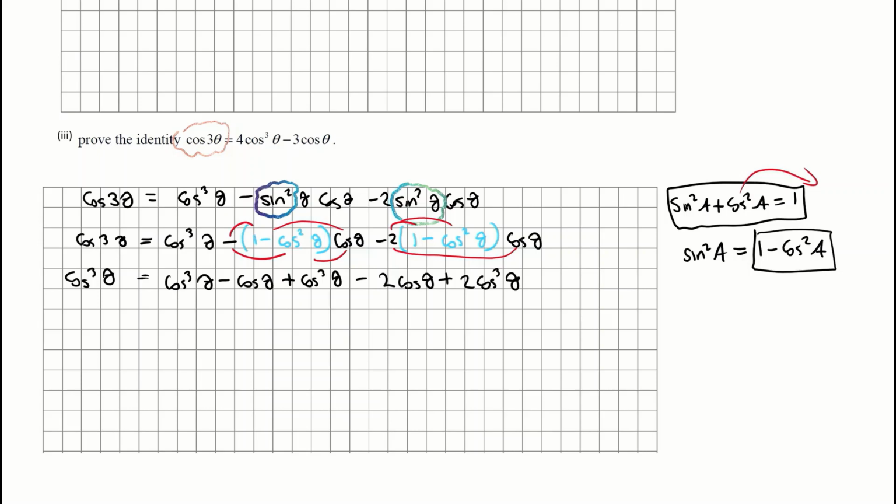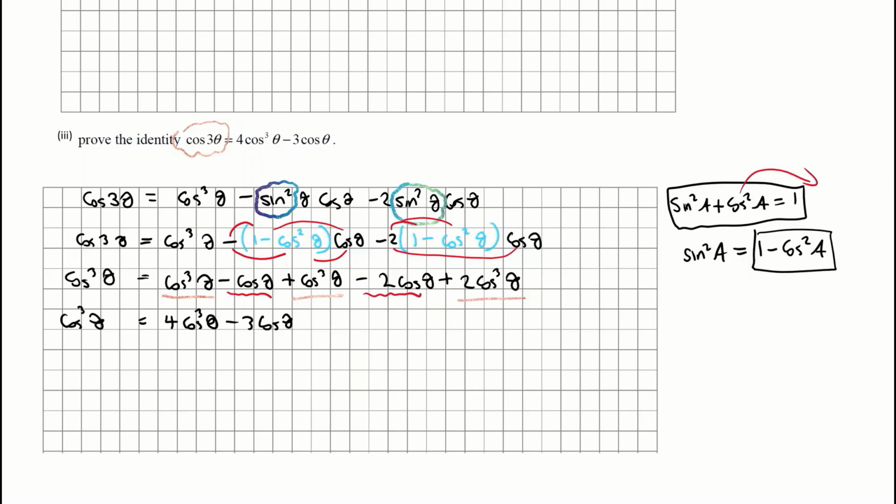Anything we can put together, let's see. So we have cos cubed theta here, a cos cubed theta here, and 2 cos cubed thetas here. So adding them together, that gives me 4 of them. So 4 cos theta cubed. And then I have a minus cos theta and a negative 2 cos theta. So minus 1 minus 2 gives me minus 3 of them. Cos theta is equal to 4 cos theta cubed minus 3 cos theta.